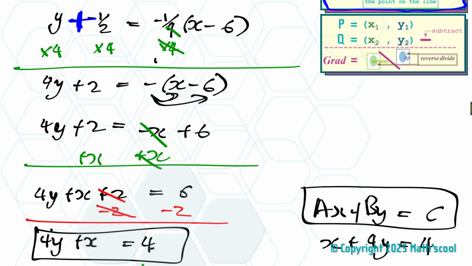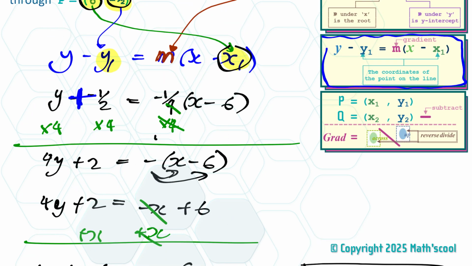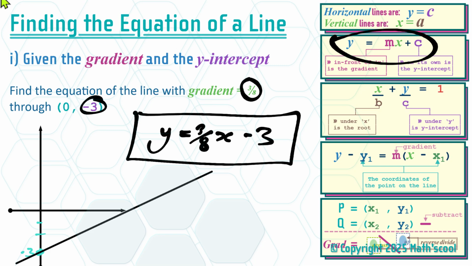So when we use this method, we pretty much always put it in standard form at the end of it. Whereas when we use the y equals mx plus c method, we just leave it like that. We don't write it in standard form. Wouldn't really have a fraction here, so we don't write it in standard form.